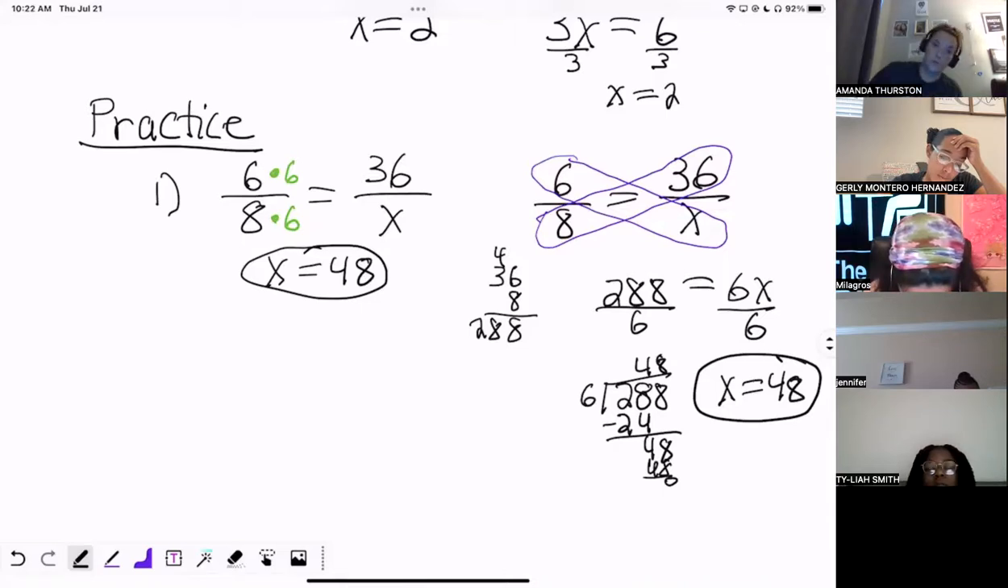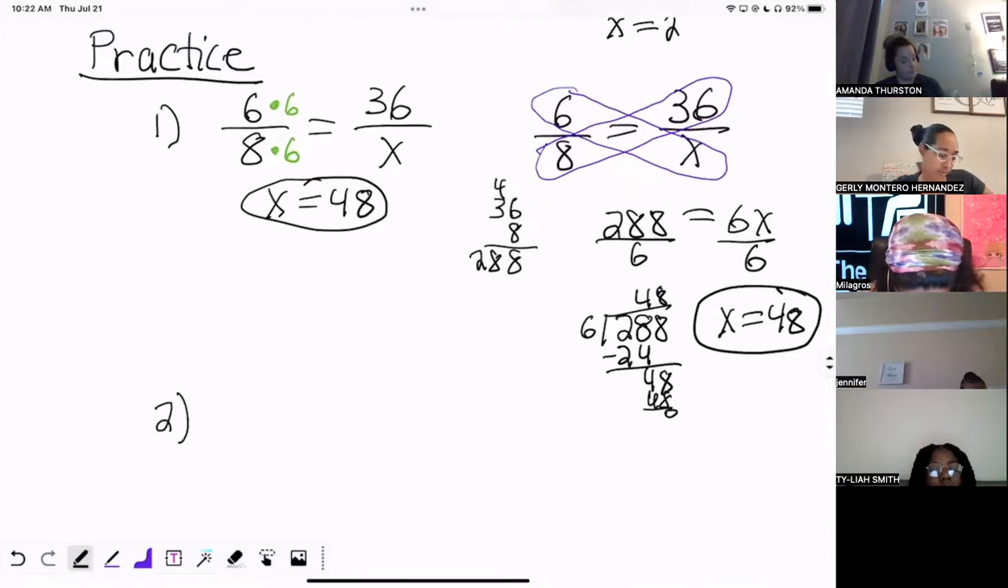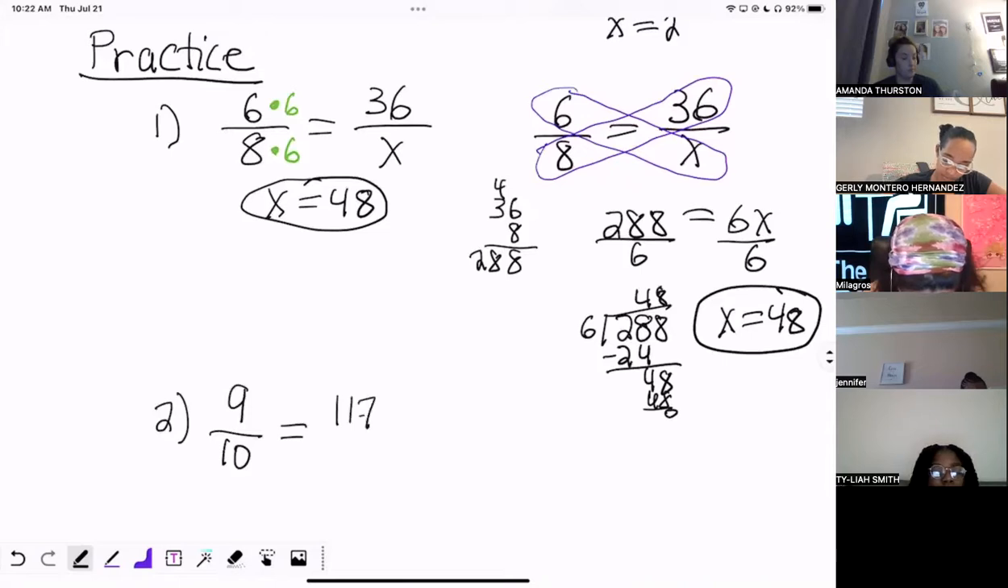So I'm going to show you how you can't always use the first way. I wish it was that easy because then you wouldn't have to do all the math, not that doing math is bad. Here's one we can't do the first way. 9/10 is equal to 117/x.